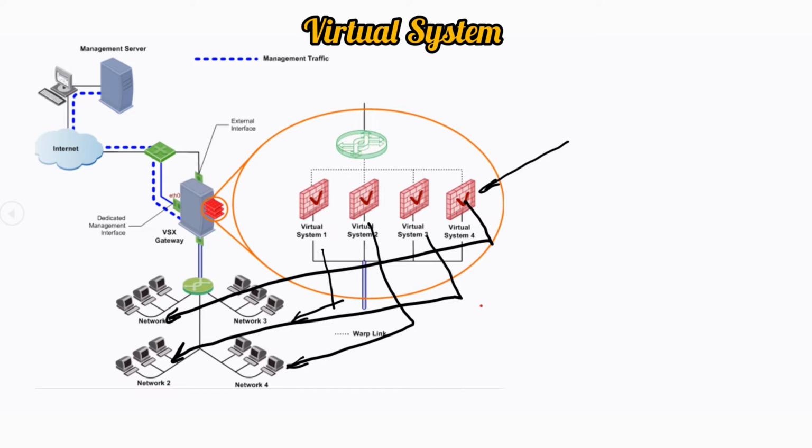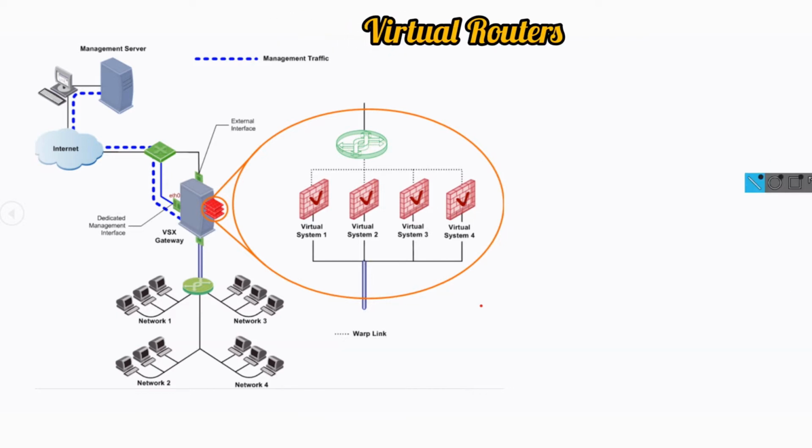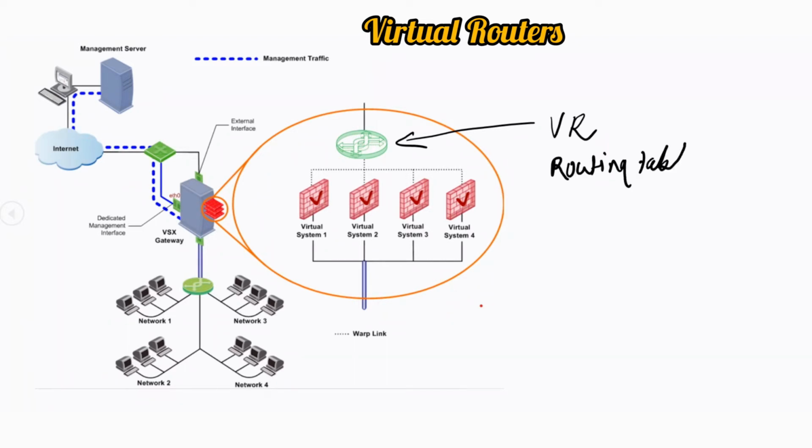Next, let's understand what a virtual router is. You can see on the screen, this is your virtual router. A virtual router is an independent routing domain within a VSX gateway that performs the functionality of physical routers. So in the real world, whatever functionality is provided by Cisco routers, you can achieve the same via this virtual router. Basically, whenever you want to route traffic between virtual systems or virtual devices, you can use a virtual router. A virtual router supports dynamic routing as well.